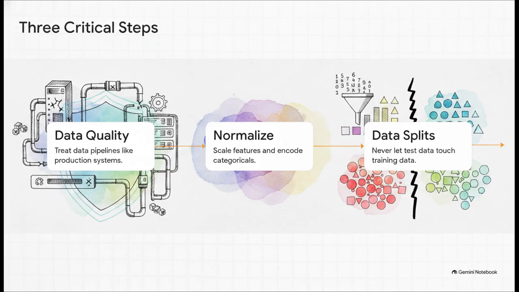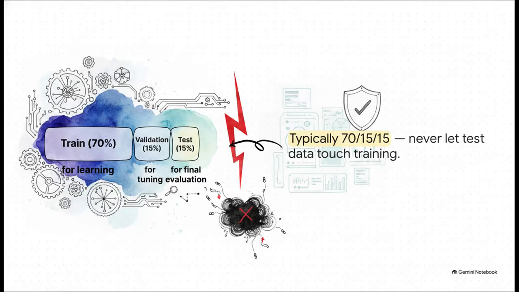We literally have to scale the numbers and translate categories just so the model can digest them. And third, the all-important train, validation, and test splits. Let's talk about that third step for a second. A super common approach is a 70-15-15 split. That's 70% for training, 15% for validation, and 15% strictly for testing.